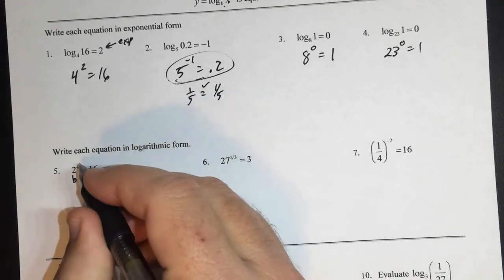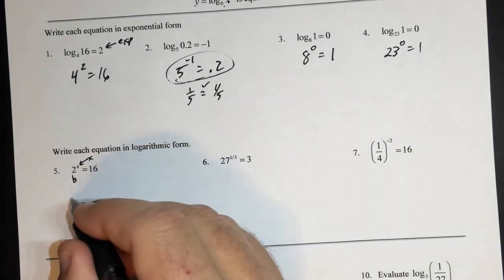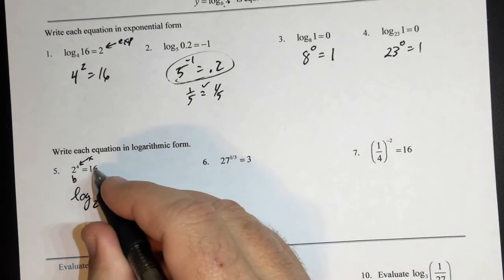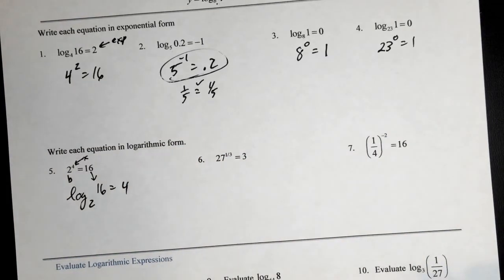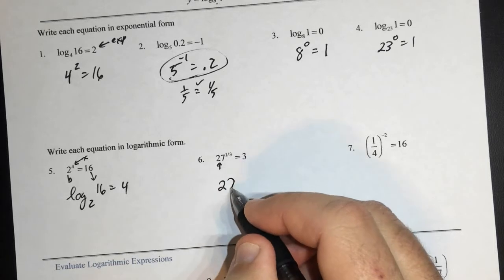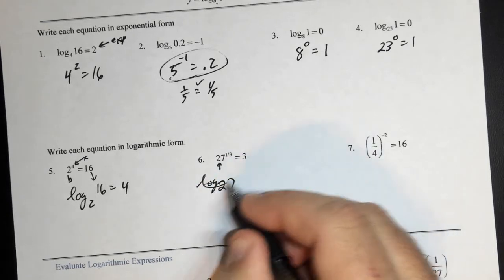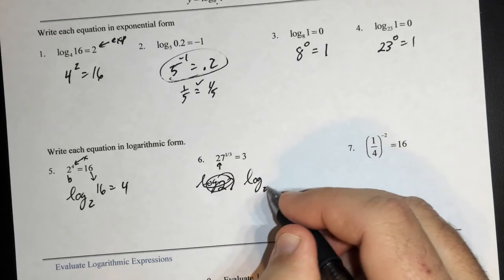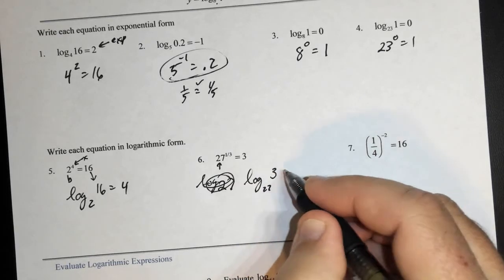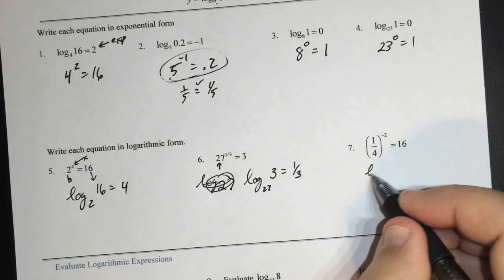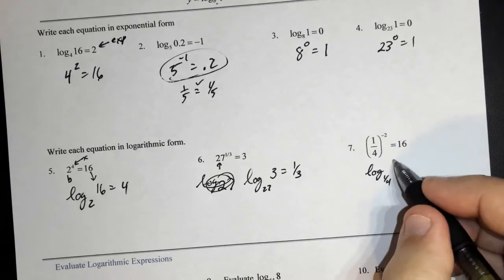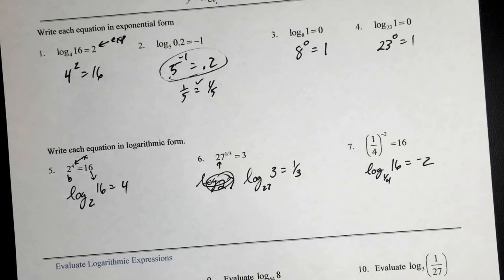Okay, so can we go the other direction with this? This is my x value, right? So it's going to be log base 2 of 16 is equal to 4. Next, base 27, so log base 27 of 3 is equal to 1/3. And in this last one, my base is a fourth, so log base a fourth of 16 is equal to -2.